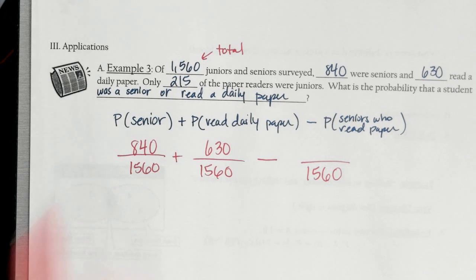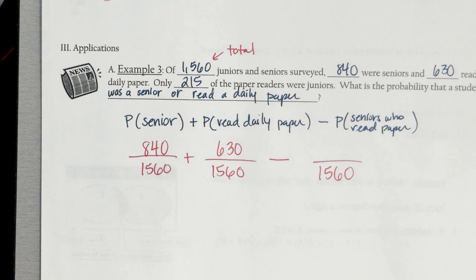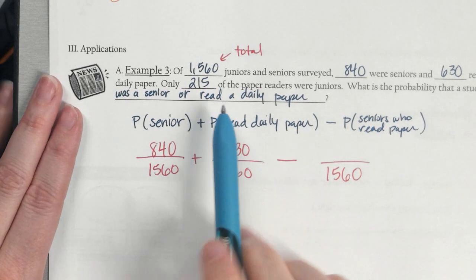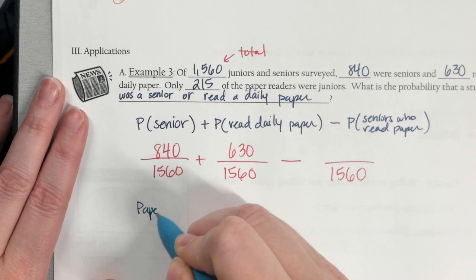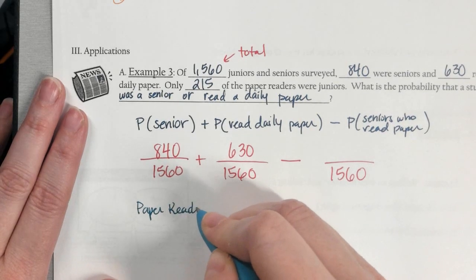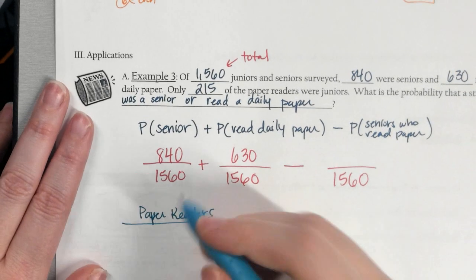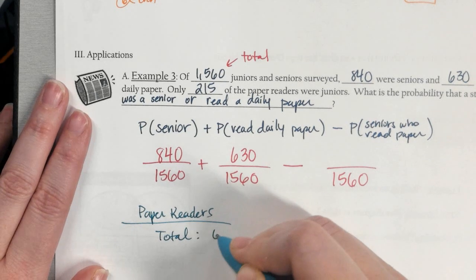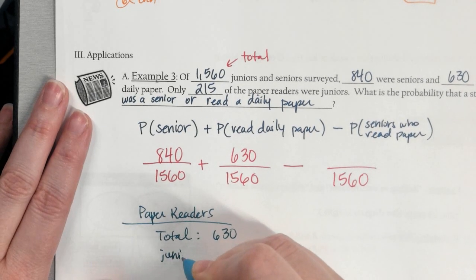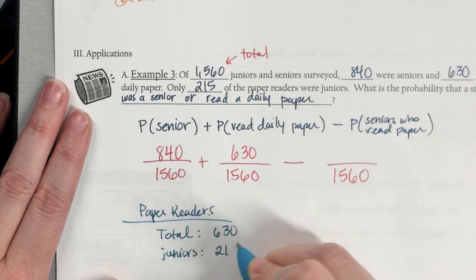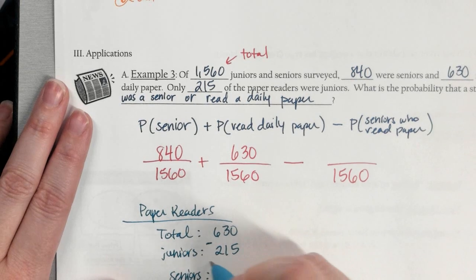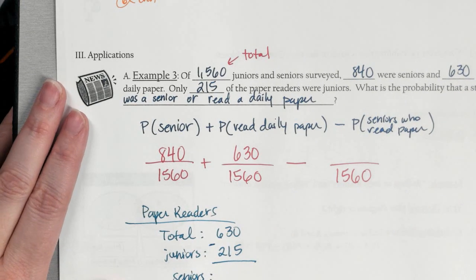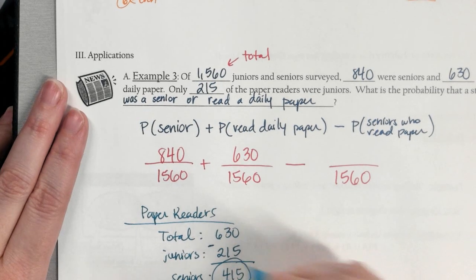Okay. Now, does it explicitly tell you how many seniors read the paper? No. It explicitly tells you how many were juniors, but we can calculate it by doing just some simple math, okay? So it says 215 of the paper readers were juniors. So let's organize what we know about the paper readers. How many paper readers were there total? Okay, so total is 630. The juniors are 215. So how can I find the seniors? Subtract. Yes, just subtract them. Okay, so then that's going to be the amount of seniors.